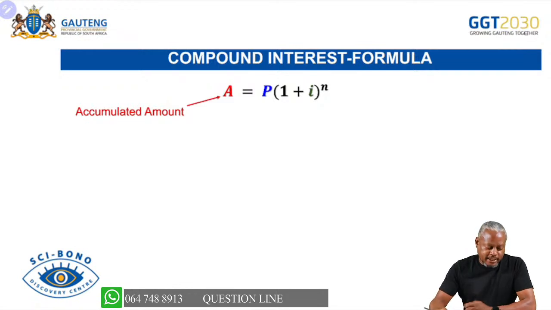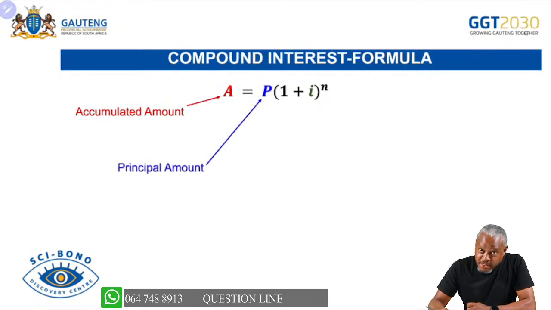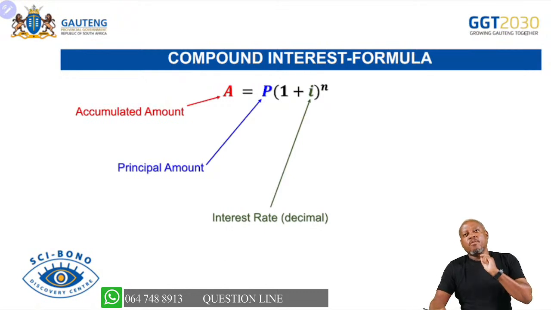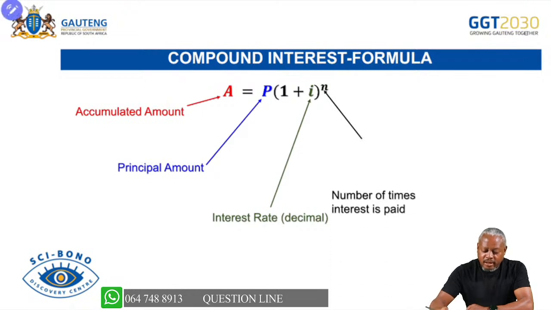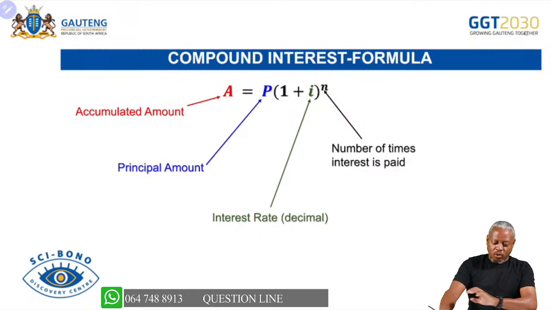Now let us remind you, A stands for accumulated amount. It means the amount that has been accumulated. And then P stands for the principal amount, which means it's the original amount. Please, you need to know that. And then I stands for interest rate. For the rate, what should stick in your mind is percentages, ladies and gents. And then we've got N, which stands for the number of times interest is paid.